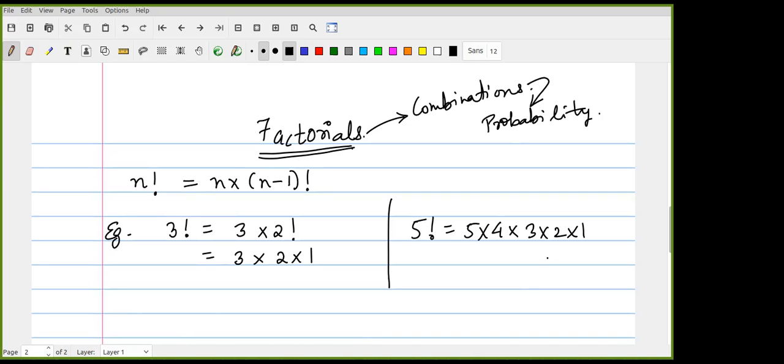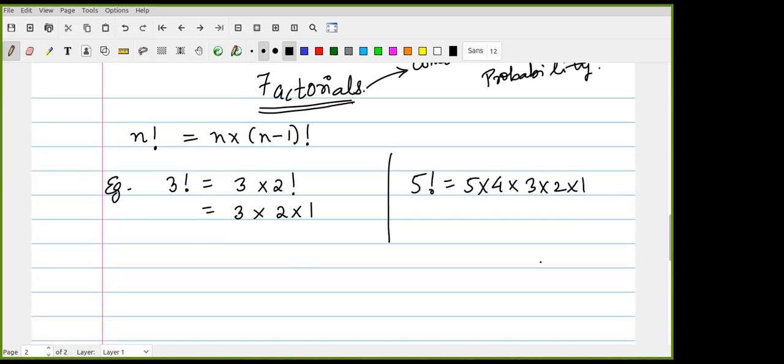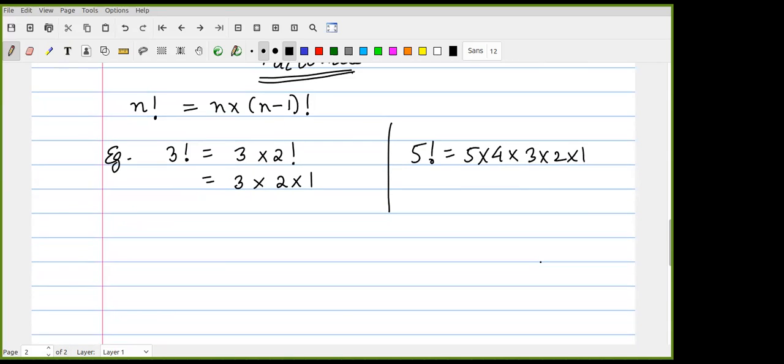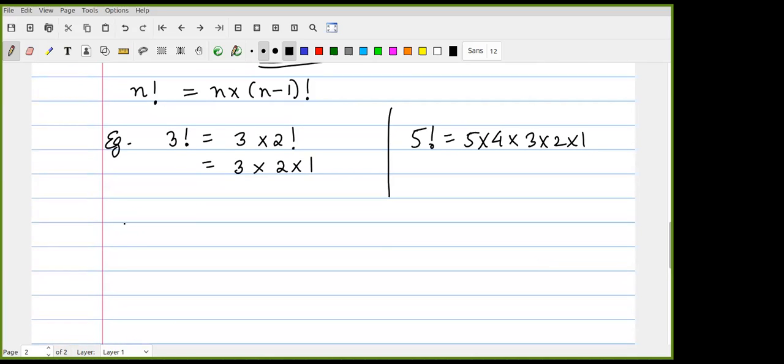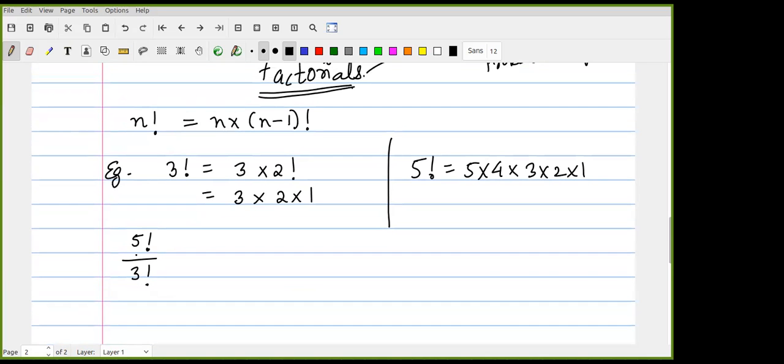Yes, sir. Janvi? Yes. Okay, so let us do one problem based on this immediately. Let me find out what is the value of 5 factorial upon 3 factorial. Now I want both of you to try this and tell me what is the answer. And once you solve this one, then try this also: 9 factorial upon 6 factorial.